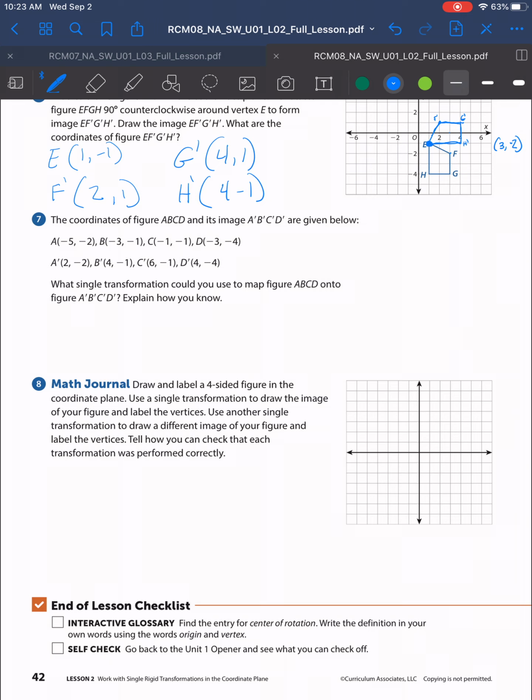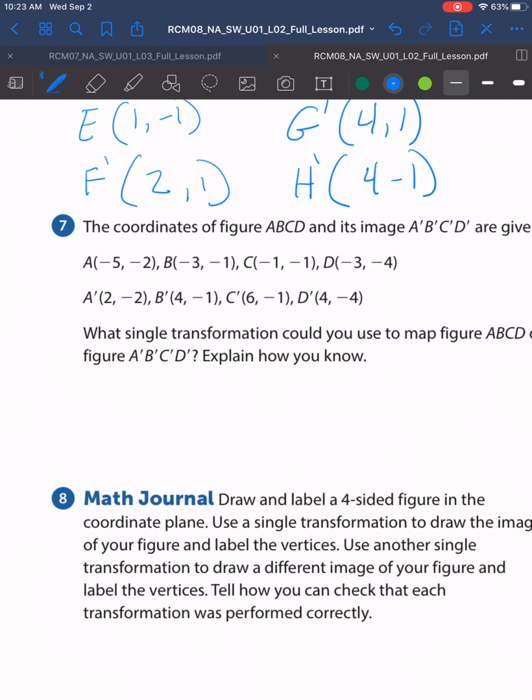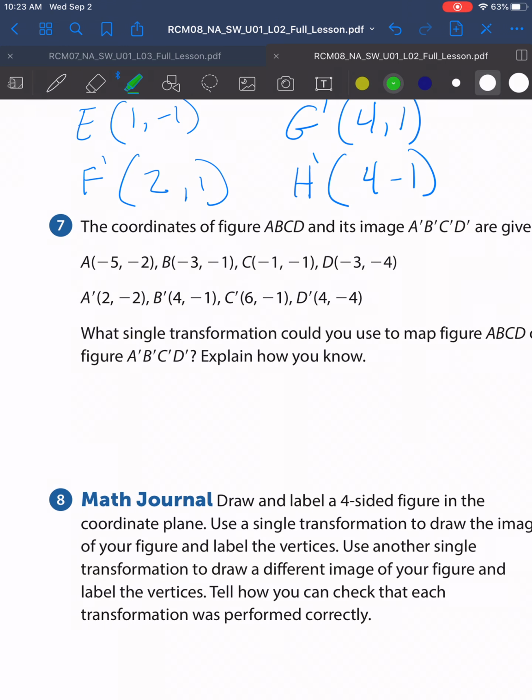So A went from being in the bottom quadrant on the left. Now it looks like it's up in the quadrant above it. Ooh, that's kind of tricky, you guys. So it looks like there are some things that stayed the same, some things that changed. Do you notice that? So let me get my highlighter.